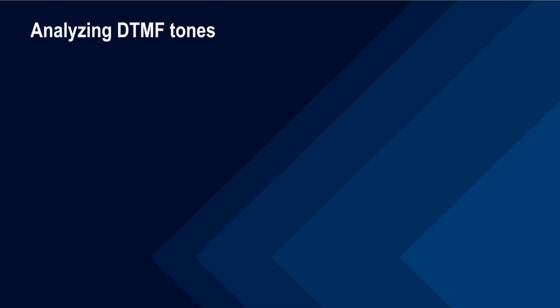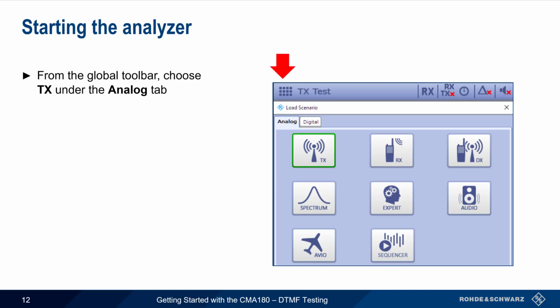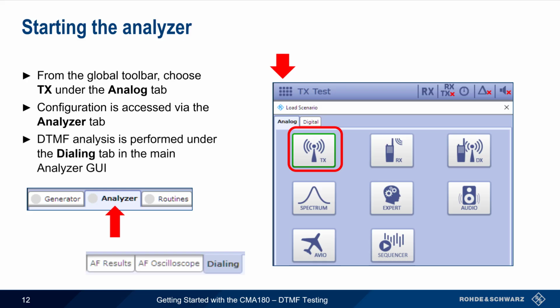Now let's go step by step through how to analyze DTMF tones demodulated from an RF carrier. DTMF analysis is started by going to the global toolbar and then selecting TX under the Analog tab. Analysis is configured from the Analyzer tab in the main TX GUI, and DTMF analysis parameters are accessed from the Dialing tab at the bottom of the Analyzer GUI.